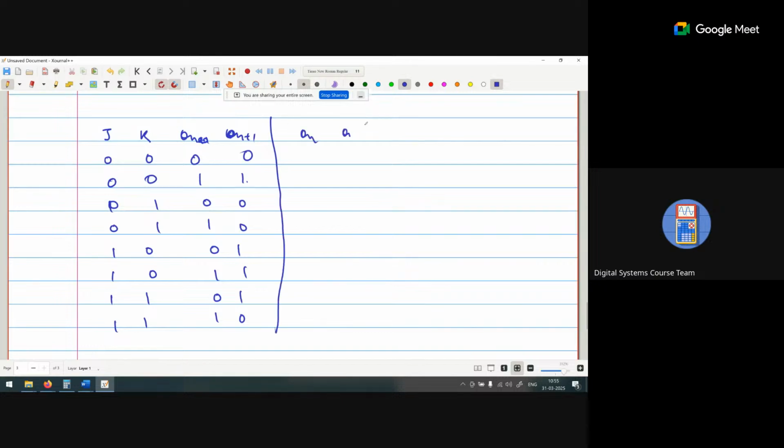That is Qn, Qn plus 1, J and K. So 0 to 0: two conditions. J is 0, K is 0 and K is 1, so J is 0 and K is don't care. 0 to 1 and 1 to 1: J is 1, K is 0 and 1, so 1 and don't care.